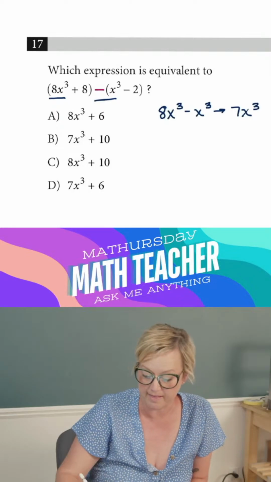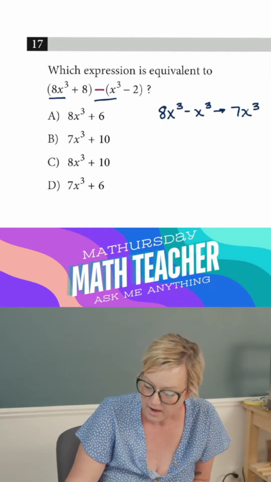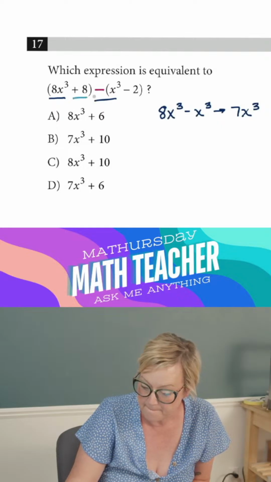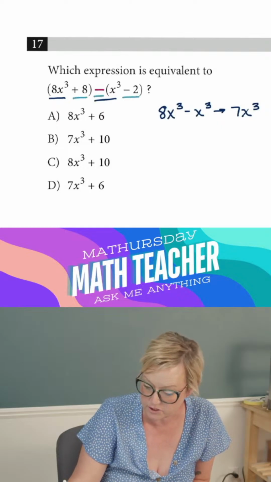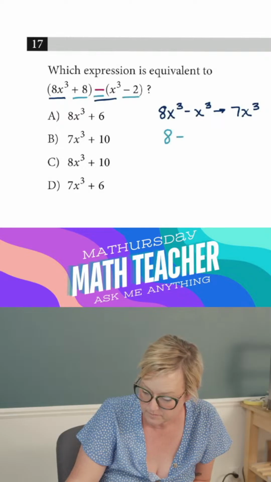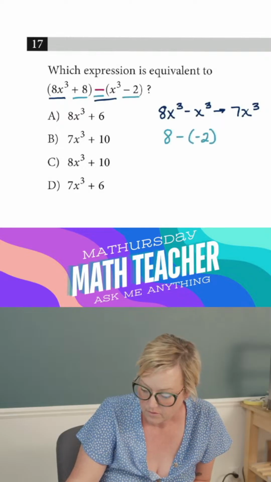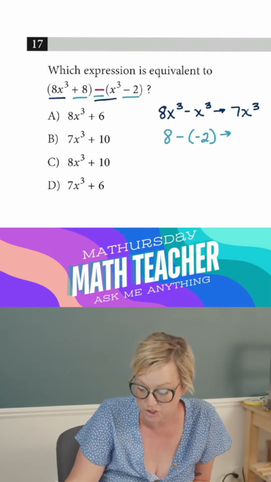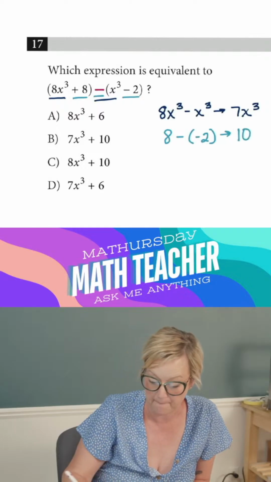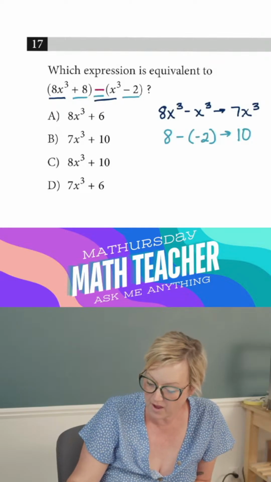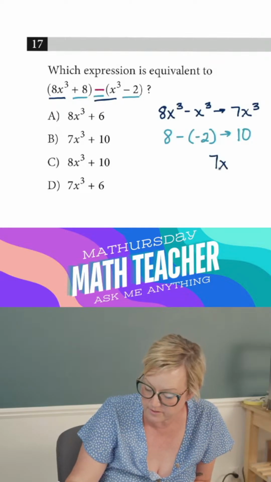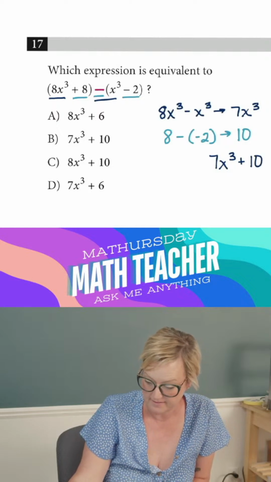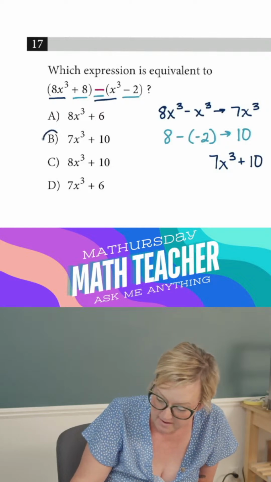I'm just looking for my like terms here. Then I've got 8 minus negative 2, and when we're subtracting a negative, that becomes plus. So that's 8 plus 2, which is positive 10. So what we've got is 7x cubed plus 10, which is B.